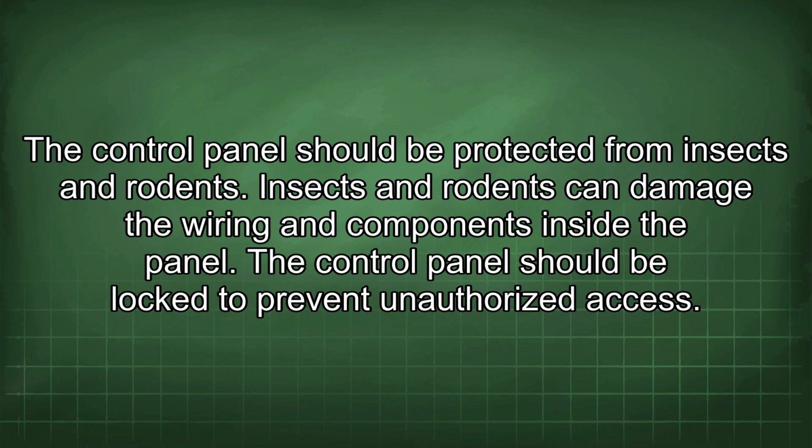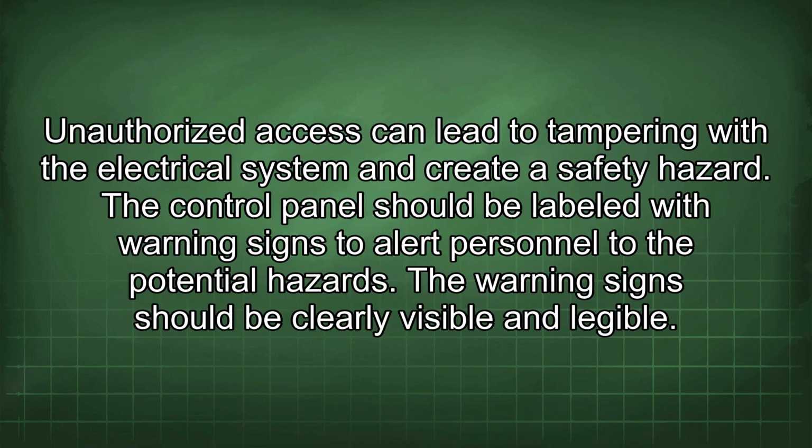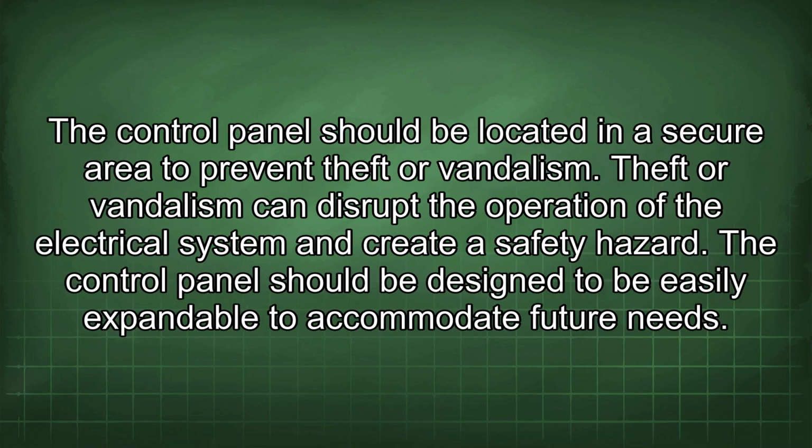The control panel should be locked to prevent unauthorized access. Unauthorized access can lead to tampering with the electrical system and create a safety hazard. The control panel should be labeled with warning signs to alert personnel to the potential hazards. The warning signs should be clearly visible and legible. The control panel should be located in a secure area to prevent theft or vandalism. Theft or vandalism can disrupt the operation of the electrical system and create a safety hazard.